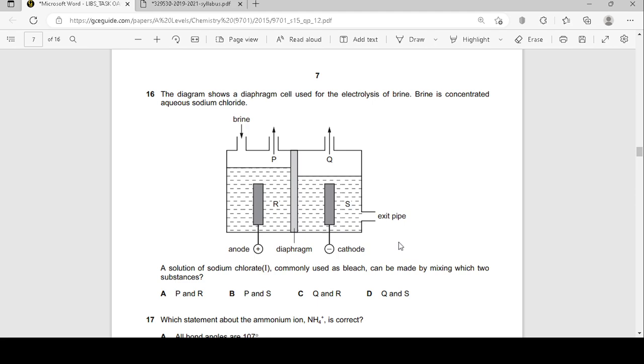Again, not too much in detail. The diagram shows a diaphragm cell used for the electrolysis of brine. Brine is concentrated aqueous sodium chloride. A solution of sodium chlorate(I).